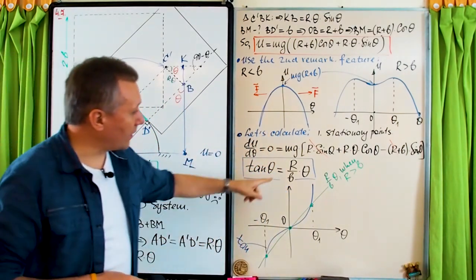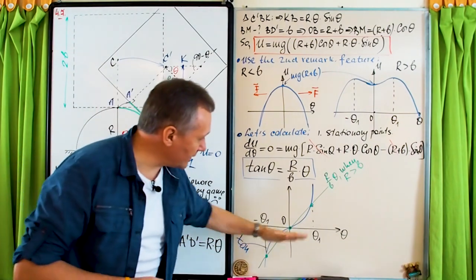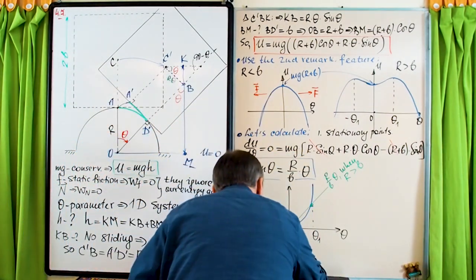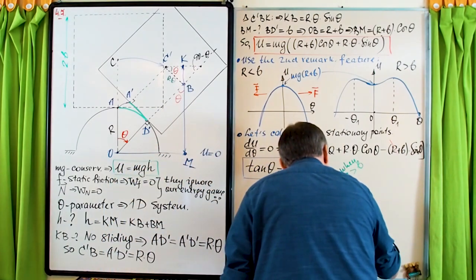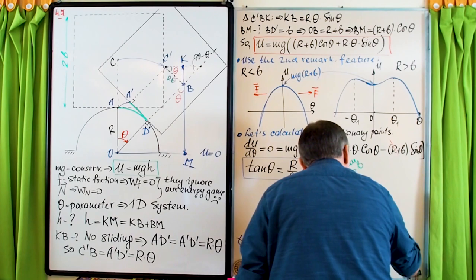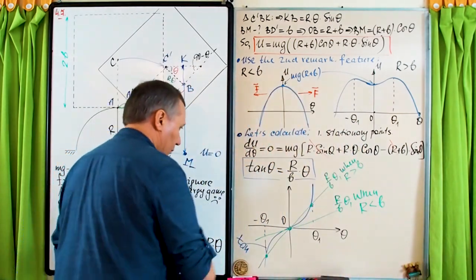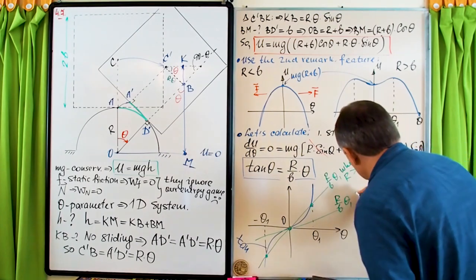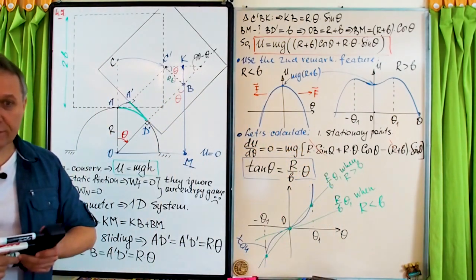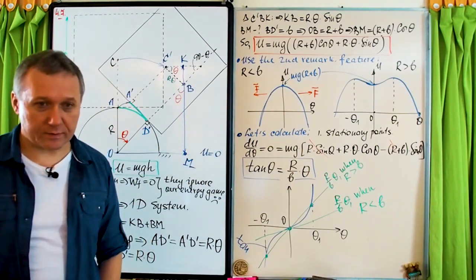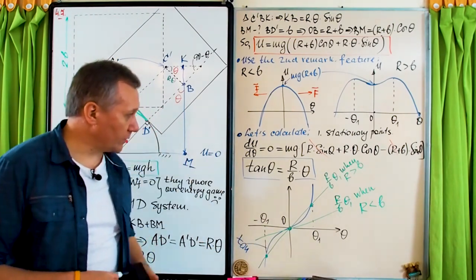Okay, but of course, when R is less than B, this factor is less than 1, and the slope of this curve is less than 45 degrees. In that case, we will get the curve, these. All right, so this will be R over B theta when R is less than B. So we have two situations: R is larger than B and R is less than B. So we have in one case three stationary points, in the second case only one stationary point, right?